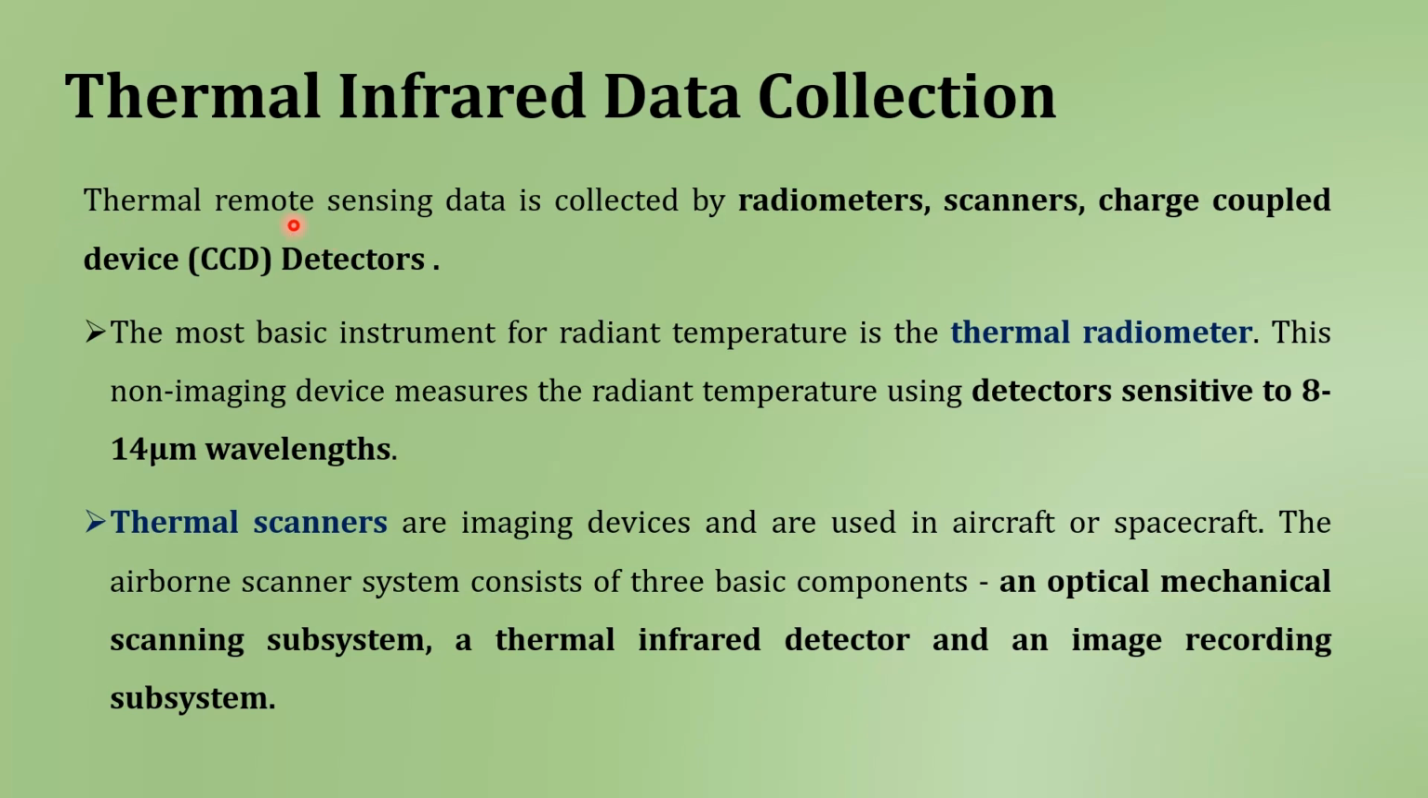So, this thermal remote sensing data can be collected by using radiometers or scanners or charge coupled device detectors. So, the most basic instrument for the radiant temperature is the thermal radiometer, which gives us the quantitative information of the energy emitted in the thermal IR range. And this non-imaging device measures the radiant temperature using detectors which are sensitive to electromagnetic radiation having the wavelength range in between 8 to 14 micrometer.